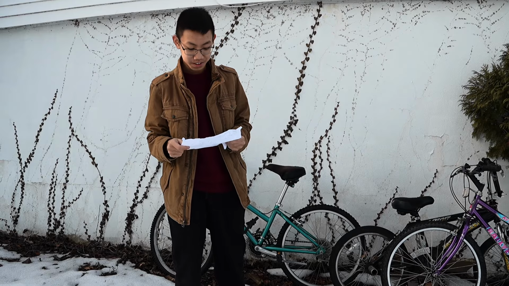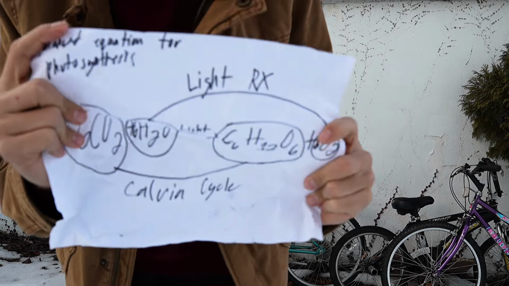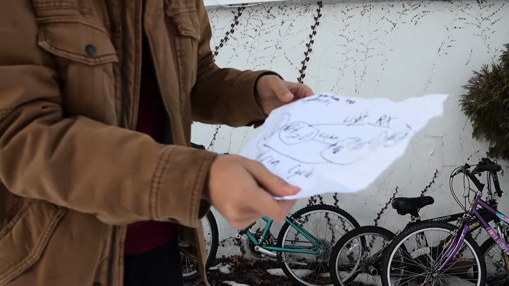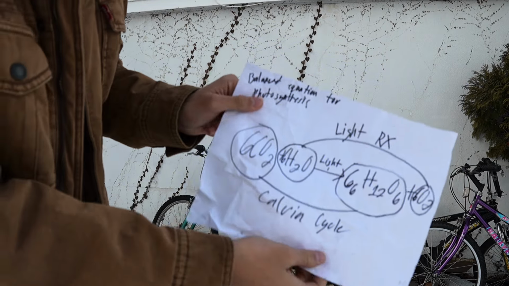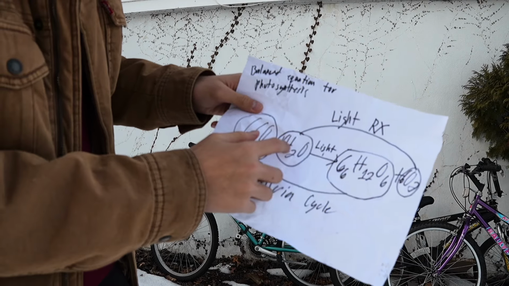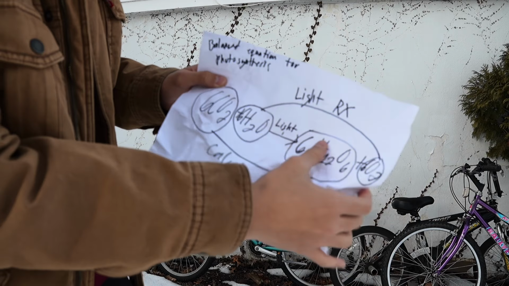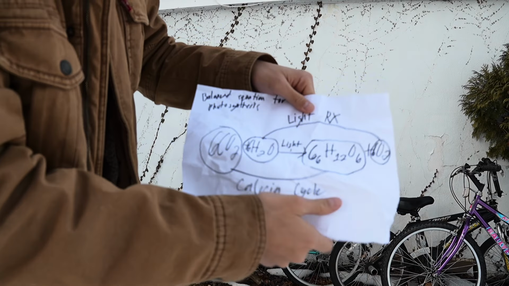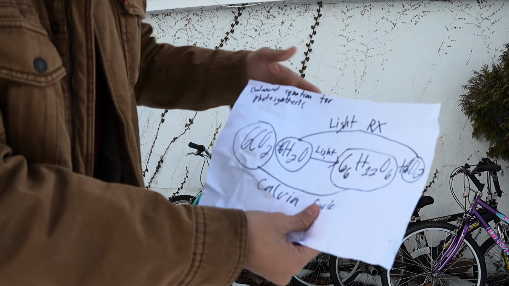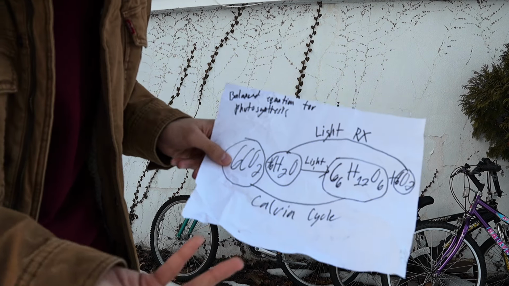Well, this is surely convenient. So here is a balanced formula for photosynthesis. As you see, we have what goes in, which is carbon dioxide, water, and then with light, we get glucose and oxygen.